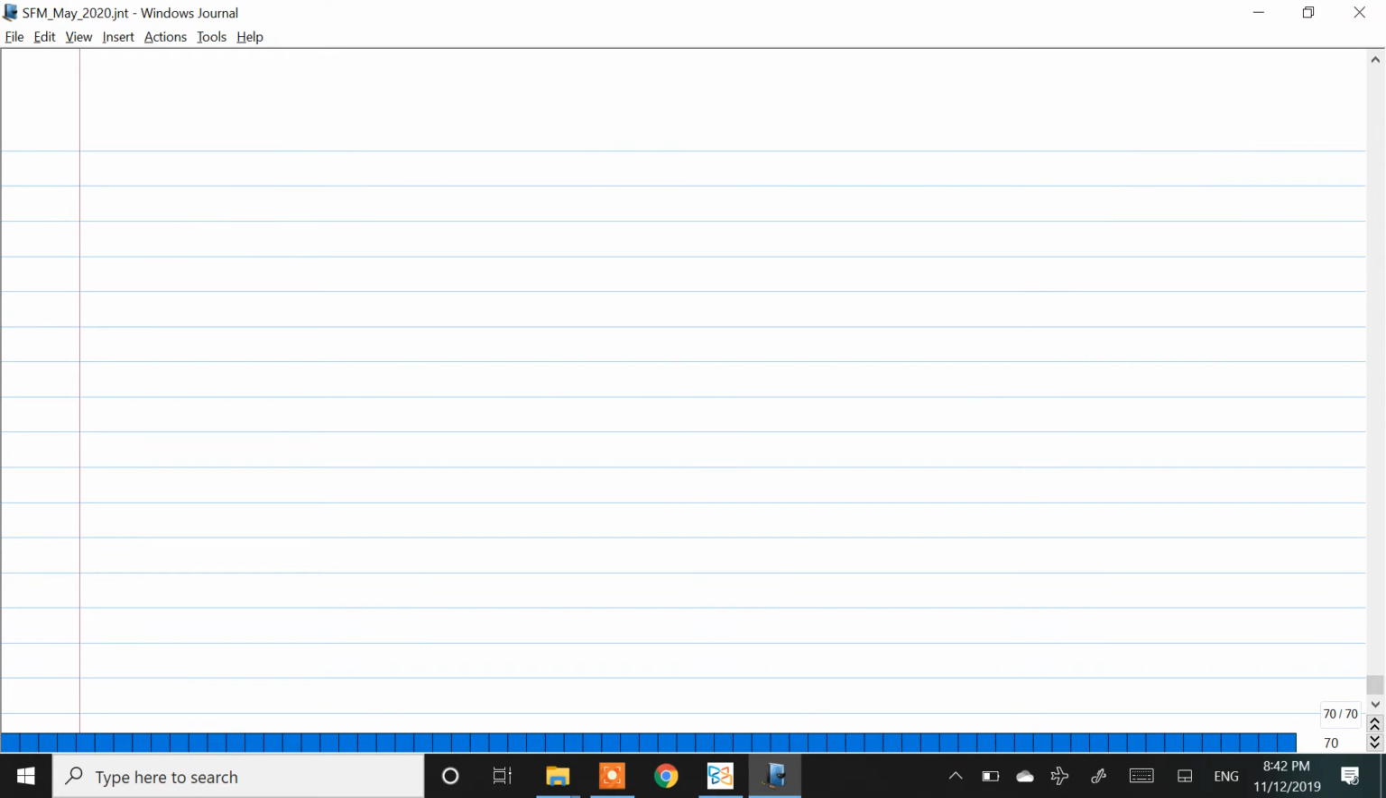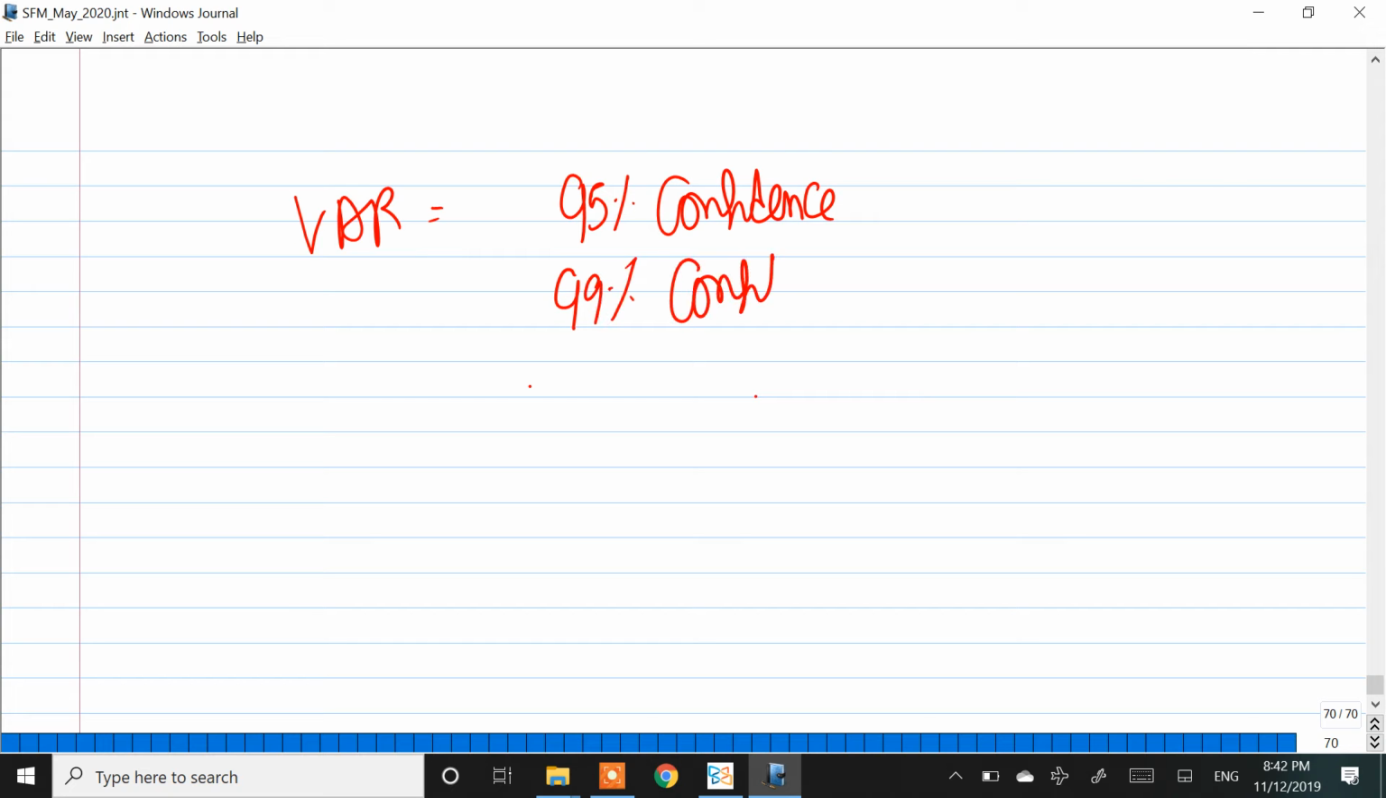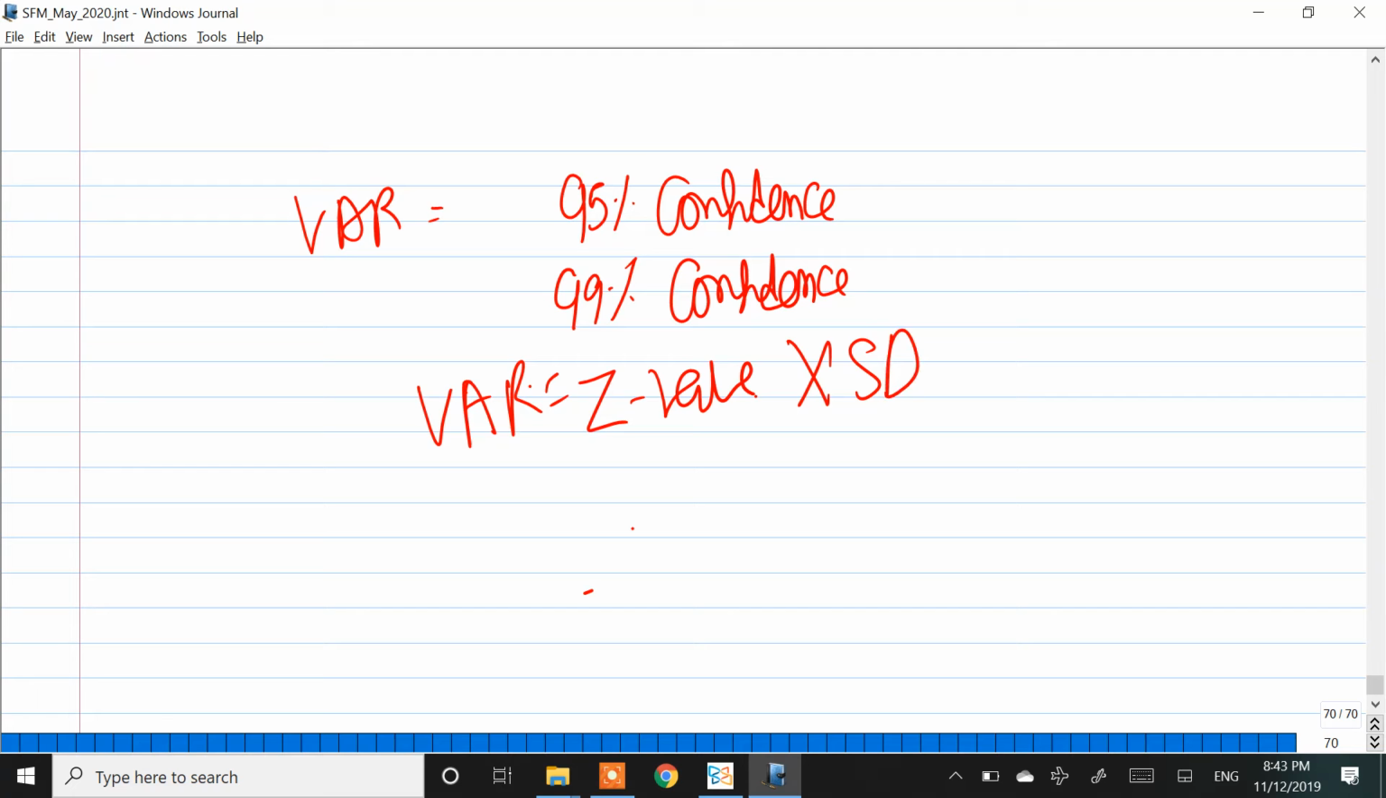Now, how this VAR is calculated normally is, it depends on, one, what is the confidence level you want, 95% confidence or 99% confidence, and these confidence levels will have a Z value or a Z score associated with it. So you will try to get what is the Z score for a 95% confidence level or for a 99% confidence level, and my VAR will be equal to this score into the standard deviation which will be calculated.